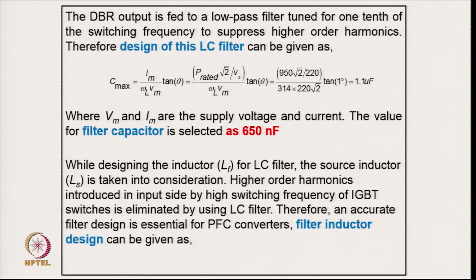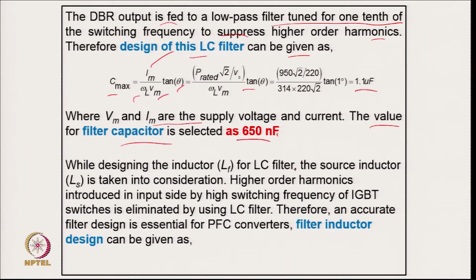Now, coming to the EMI filter design. The diode bridge rectifier output is fed to a low pass filter tuned at 1/10 of the switching frequency to suppress higher order harmonics. The design of this LC filter can be calculated from C max equal to IM, the peak of the input supply current, VM, the peak of the input supply voltage, and the supply frequency, and the angle is taken as only 1 degree, so as not to have any reactive power burden on the supply side. After putting the values, we get 1.1 microfarad, and we normally select a value much lower than this to make sure the angle is even lower. So typically the value of this filter capacitor is selected as 650 nanofarad.